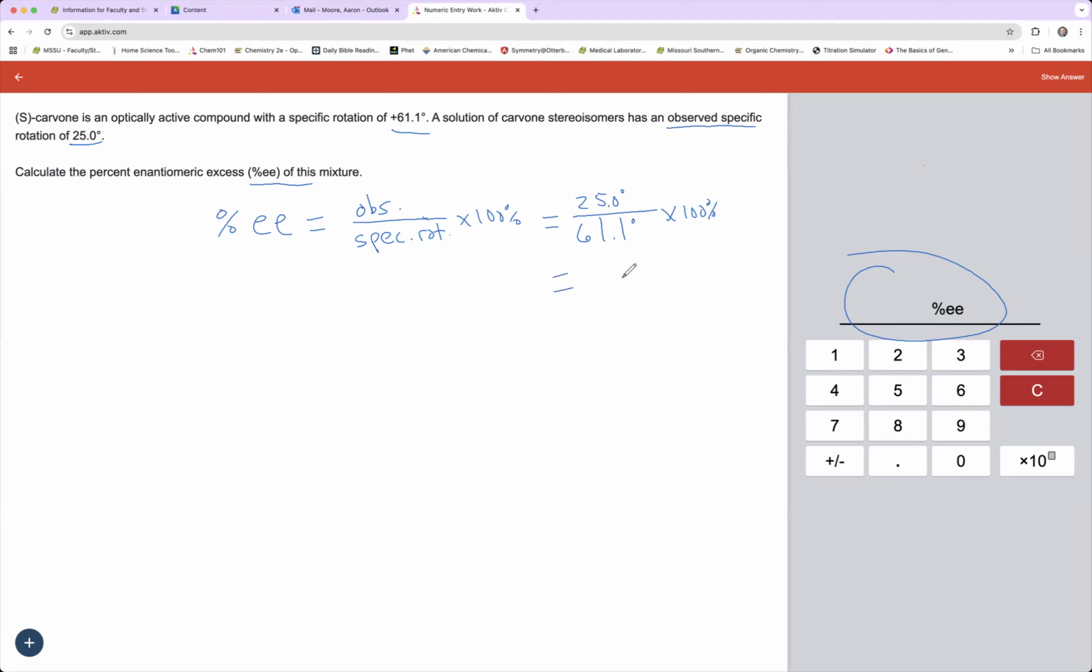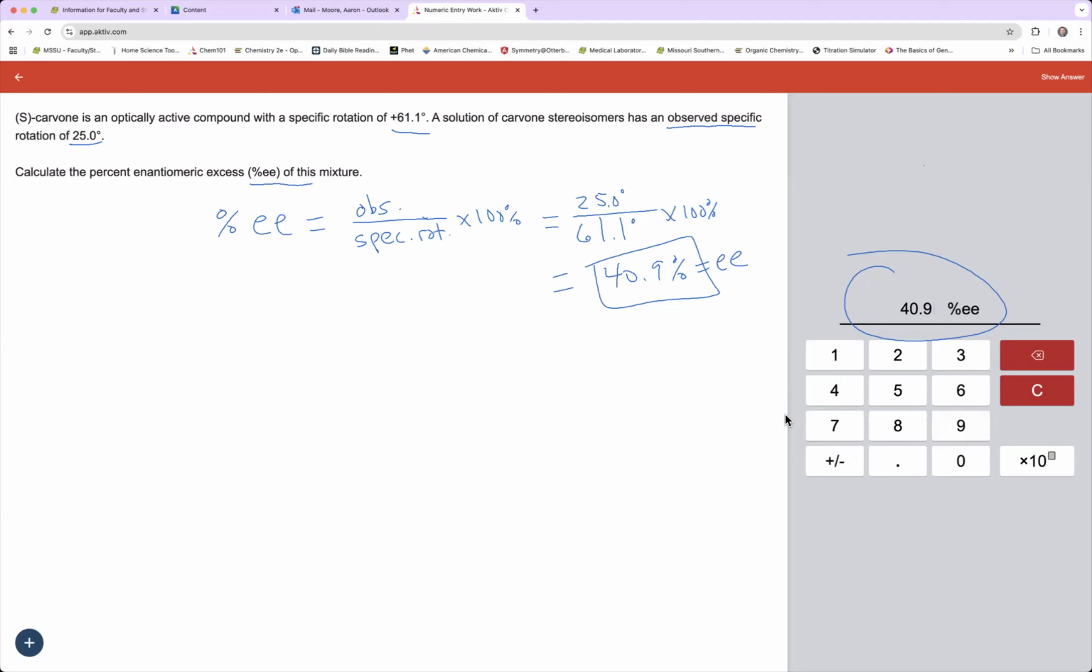If you divide 25 by 61.1, what you get is 40.9%. That is the enantiomeric excess. That's what we want to report as our answer. I'm going to leave that on the screen, but I'm going to go ahead and type that in. So this would be 40.9.